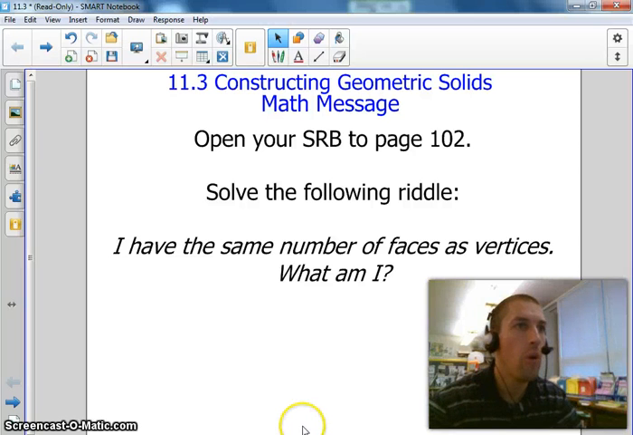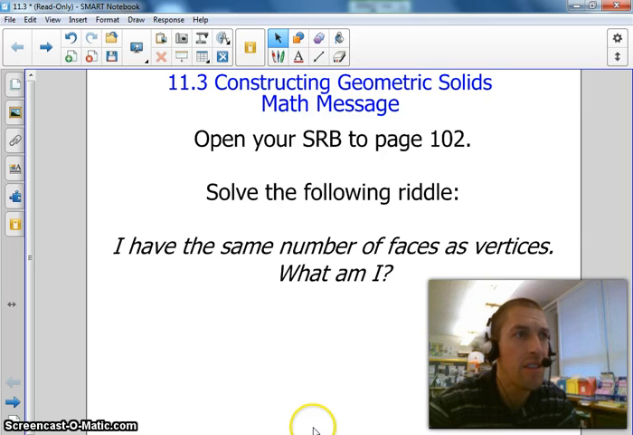Alright everybody, welcome back. We are continuing our work with geometric solids, and one thing we're going to ask you to do tomorrow is get your student reference book out, go to page 102, and this is the riddle we're going to have you solve. I have the same number of faces as vertices. What am I? Think about that for a bit.